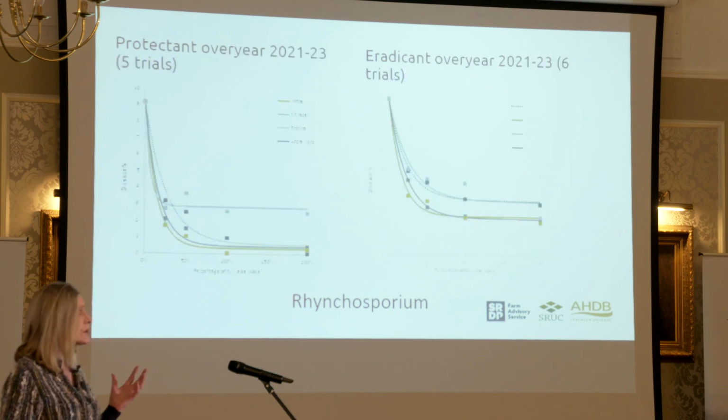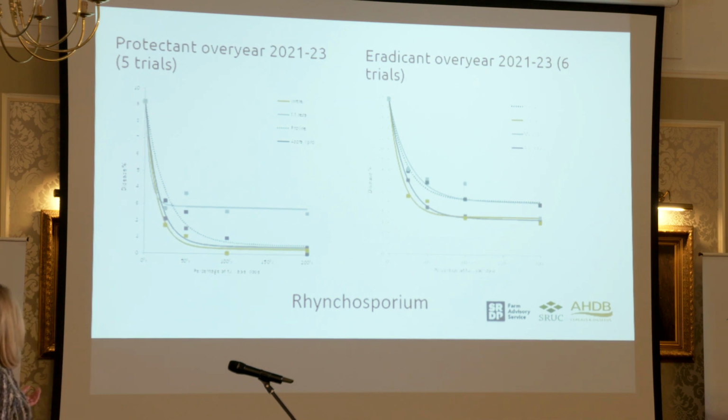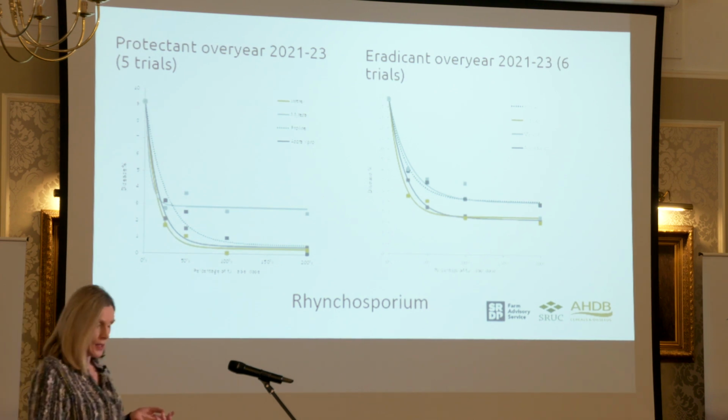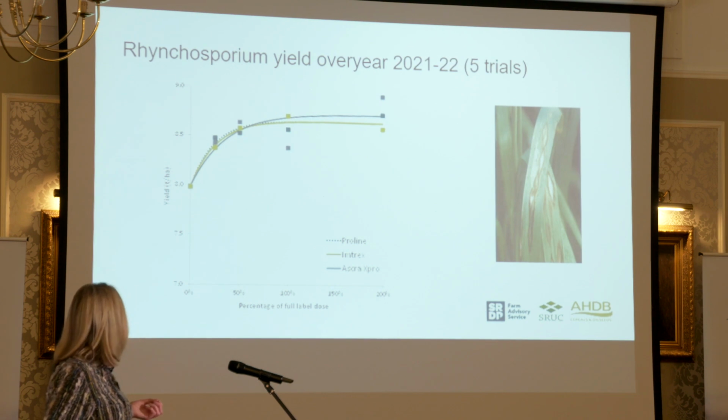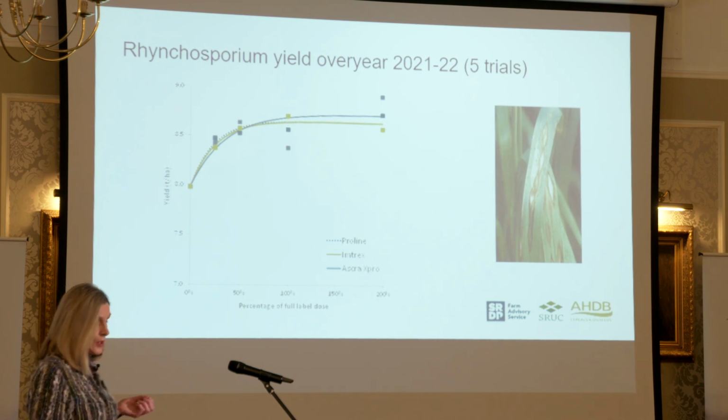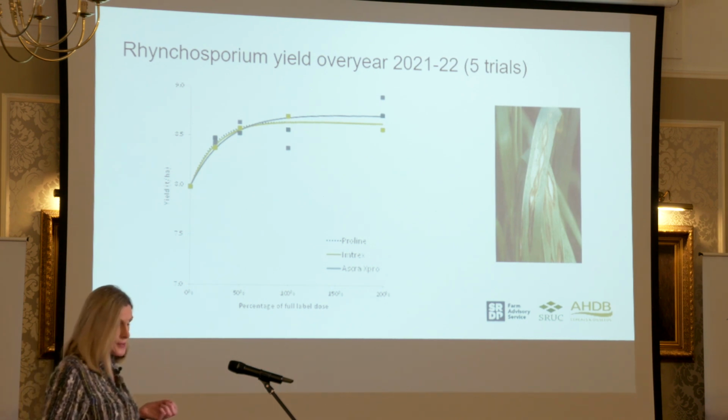And there's the over-year data. Again, very similar curves there. It maybe shows Myrica tailing the other products slightly in a more pronounced way. And again, the eradicant thing where things become that bit trickier comes through there. And there's the yield benefits to managing rhynchosporium in the fungicide trials.